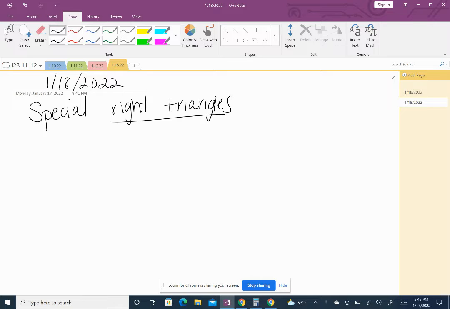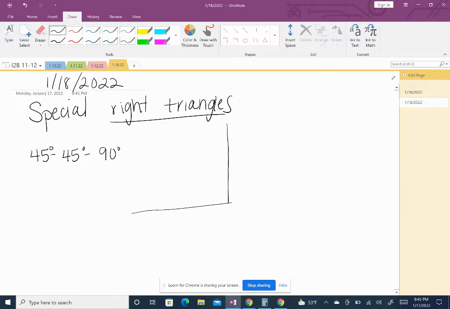So we'll start off with our 45, 45, 90. Okay. So it's going to look something like this. Is this a scale? No. So we have one leg. We know that this is going to be a right angle, 90 degrees. This is going to be 45 degrees, and this is going to be 45 degrees.